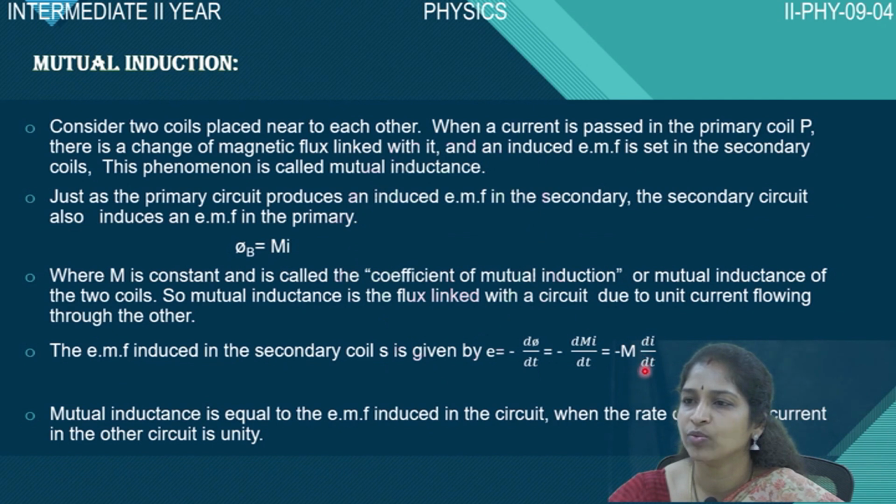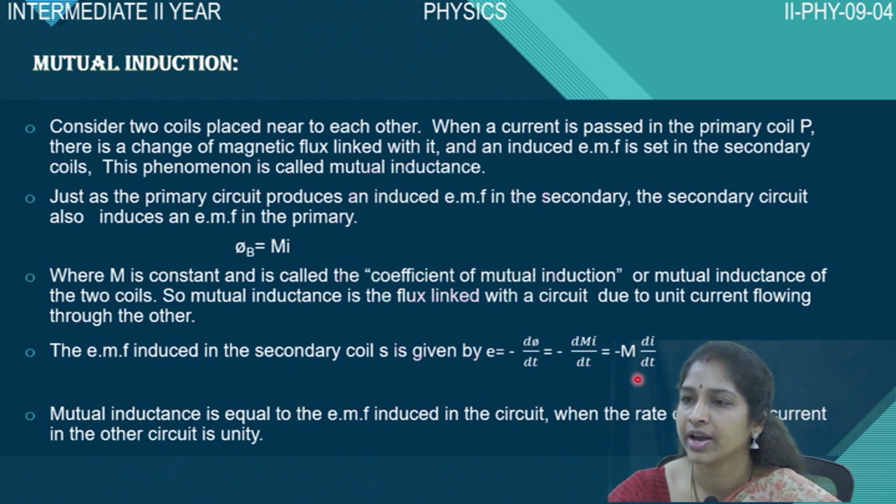So if di by dt is 1, I can write M equals E. See, only magnitude I am taking because this negative sign indicates the direction of this EMF. It opposes the original cause. So only magnitude if I take, E is M di by dt. If this di by dt is 1 ampere, unit change in the current, then M is E. So how can I define this mutual inductance? Mutual inductance is equal to the EMF induced in a coil or circuit when the rate of change of current is unity in the other coil. That you have to mention, other. In a coil, there is an induced EMF that is developed. Due to what? Due to the rate of change of current of 1 ampere in the other coil.